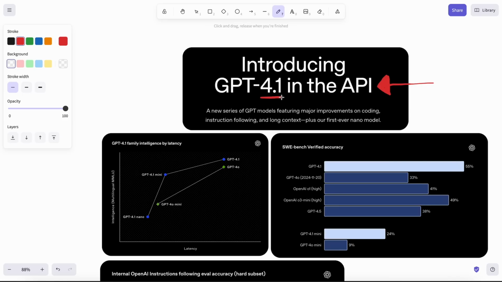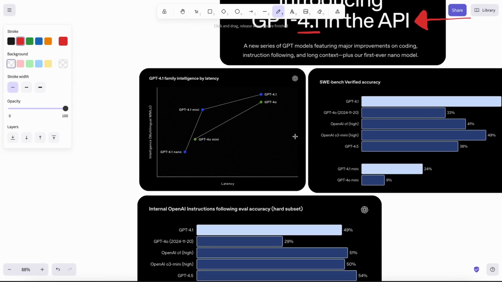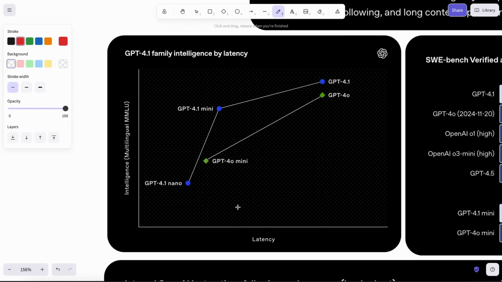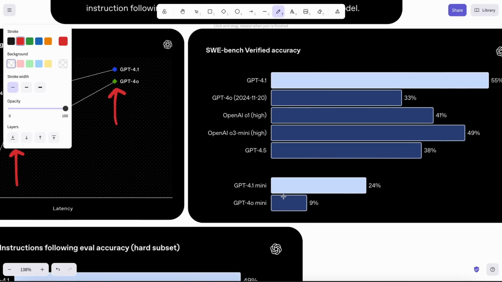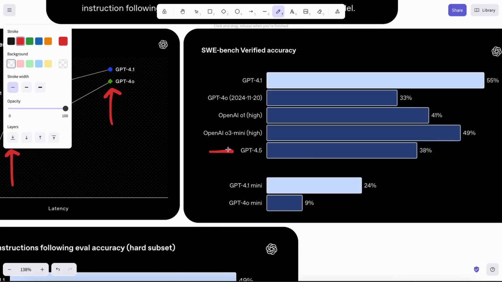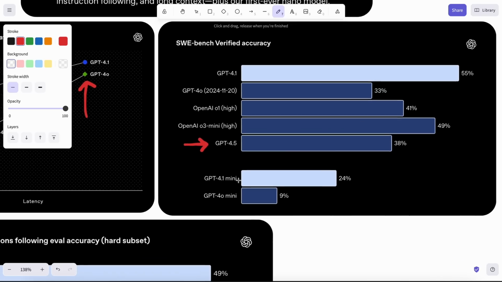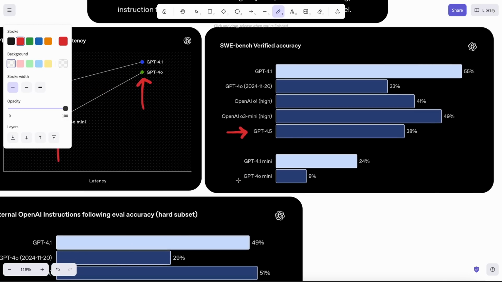If you are not living under a rock, then you probably know about the 4.1 model. It's a new model that outperforms GPT-4o. Yes, a model that is now 1 year old, and it also beats GPT 4.5, which is one of the worst models launched in recent times. If you look at almost all their benchmarks, they only compare the model with these models and nothing else.